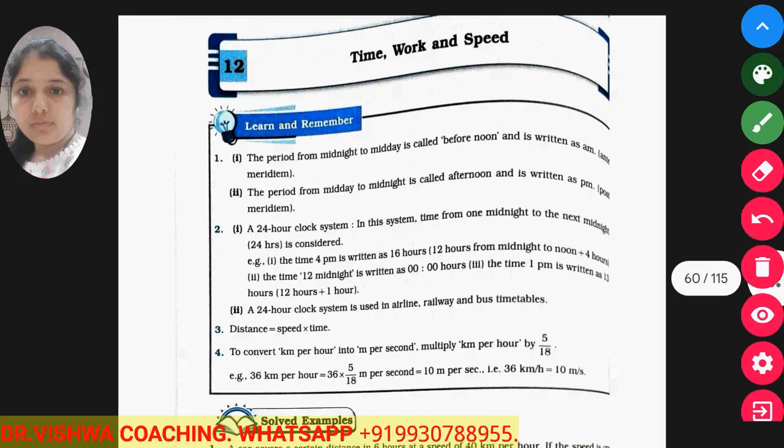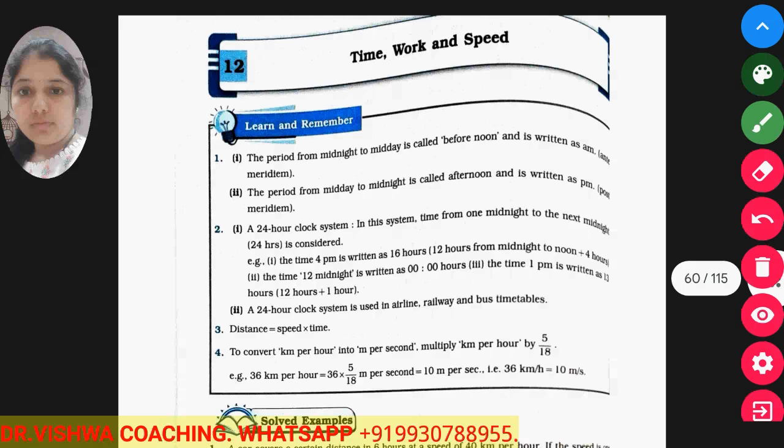So these are all the things you keep in mind before we solve the problems based on time, work and speed. Now we'll directly move to the practice exercise. The sums are all the same. We'll just take 2-3 sums and then you try at home.